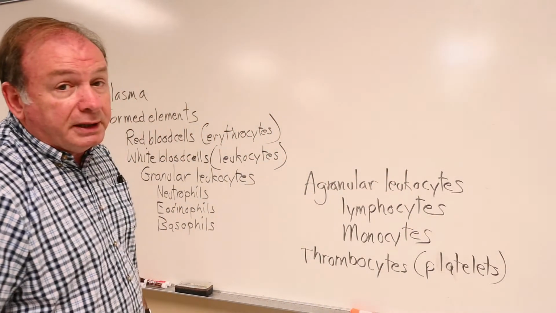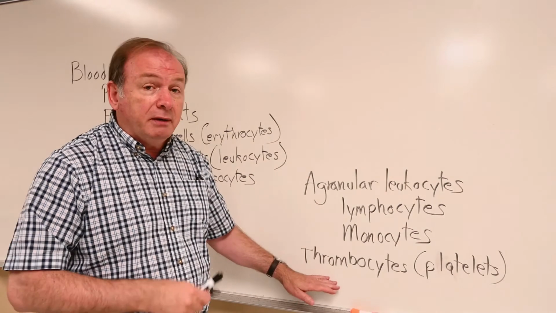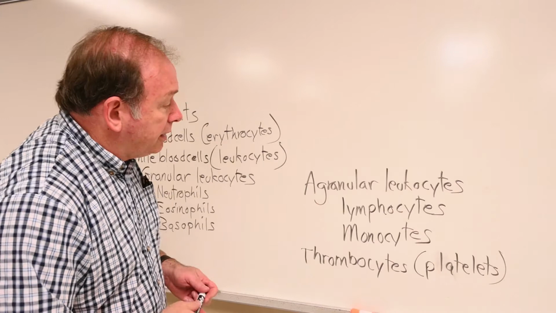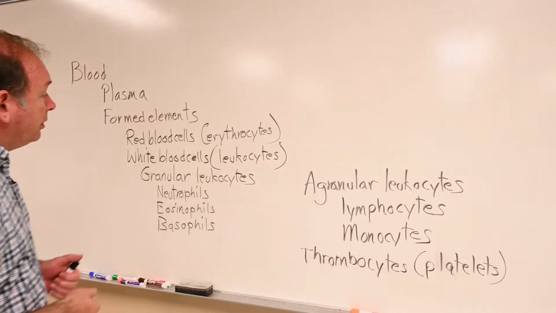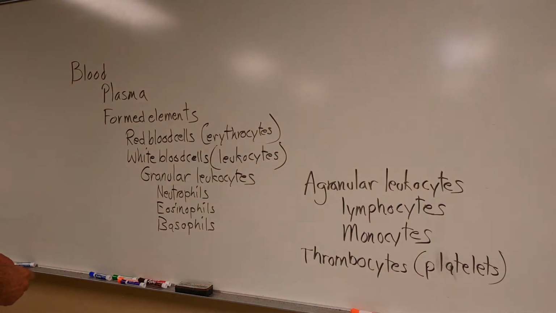They are vital for blood clotting. And like I said, they are a fragment of a larger cell type found in the bone marrow called the megakaryocyte. So next, we're going to start drawing these and looking at the different examples.